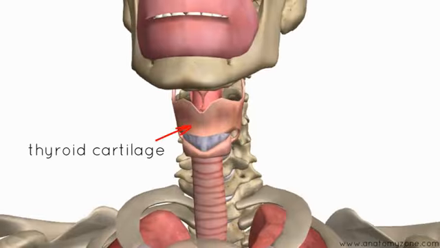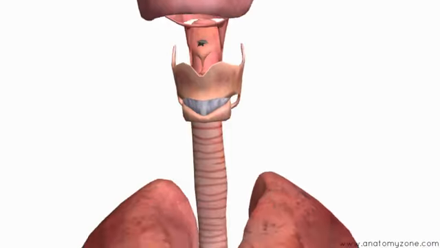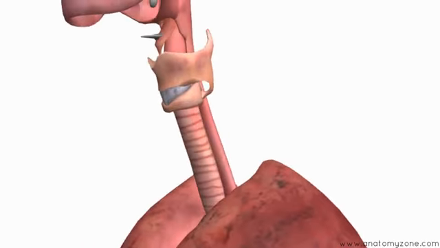The larynx consists of several cartilages, and you can see this big one here. This is the thyroid cartilage, and in males this forms the Adam's apple. I'll do a separate tutorial on the larynx because there's quite a lot to learn. The larynx connects the laryngopharynx above to the trachea below.